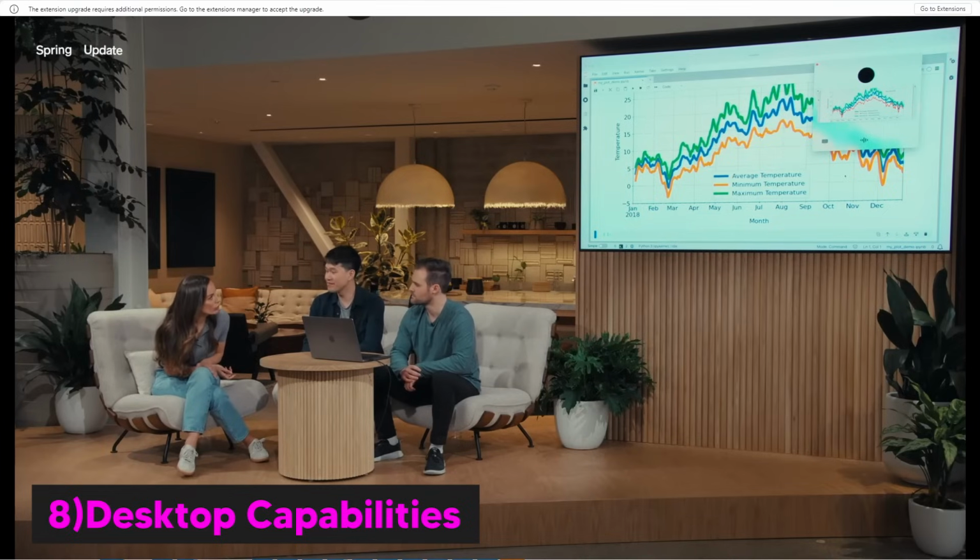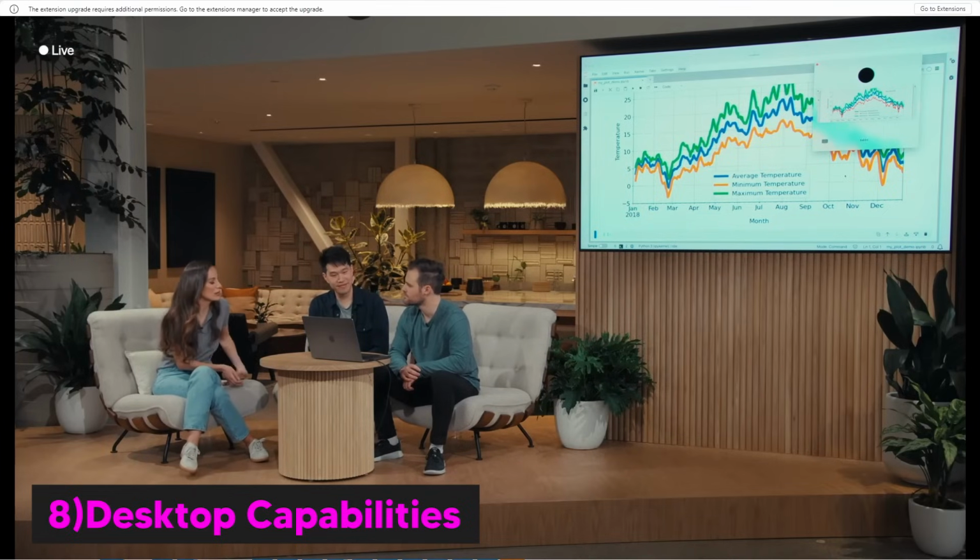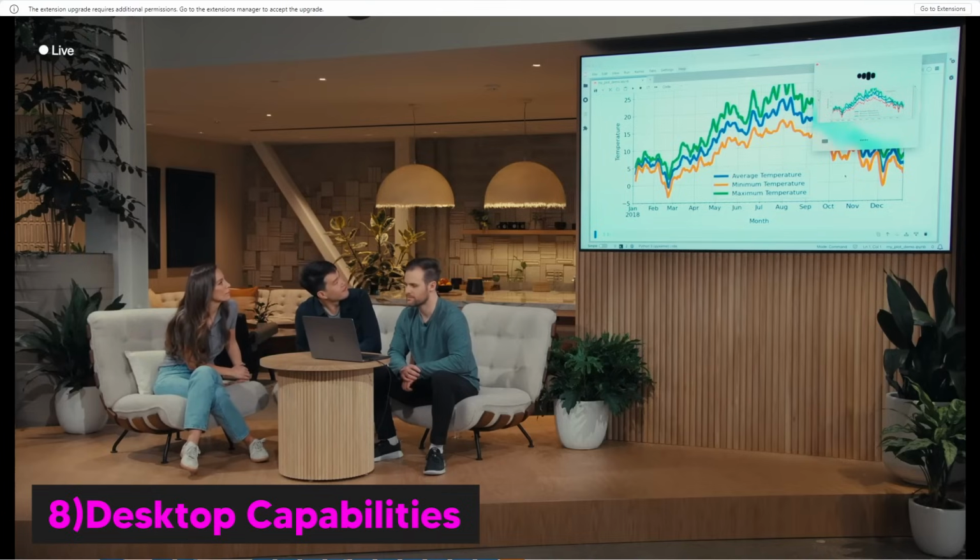What's going on with the y-axis? Is this in Celsius or Fahrenheit? The y-axis is in Celsius. The temperatures are labeled accordingly, such as average temperature, minimum temperature, and maximum temperature.